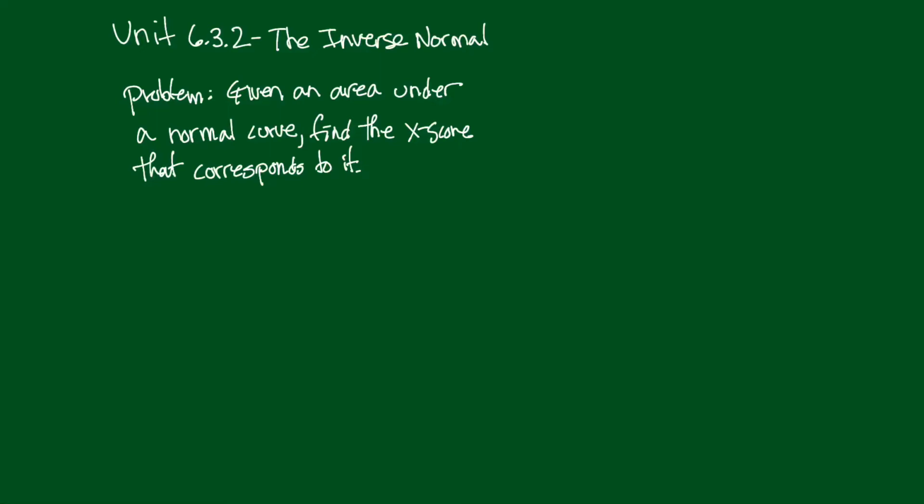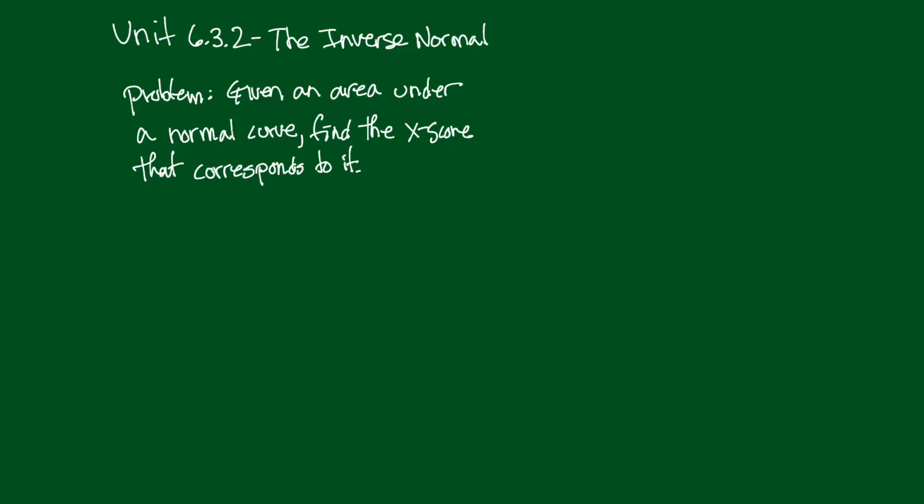In this unit, 6.3, we're going to talk about the inverse normal. Now, the inverse normal is going to solve this problem for us. Suppose this is like a backwards problem from what we just did. Given an area under a normal curve, find the x-score that produces it or that corresponds to it.